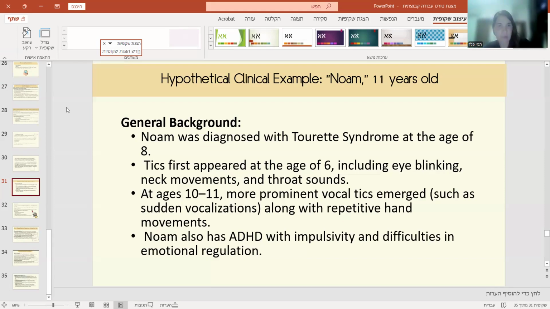Okay. Now I present the hypothetical clinic example. Noam, 11 years old. General background. Noam was diagnosed with Tourette syndrome at the age of 8. Tics first appeared at the age of 6, including eye blinking, neck movement, and throat sounds. At age 10 to 11, more prominent vocal tics emerged, such as sudden vocalization, along with repetitive hand movement. Noam also had ADHD with impulsivity and difficulties in emotional regulation.